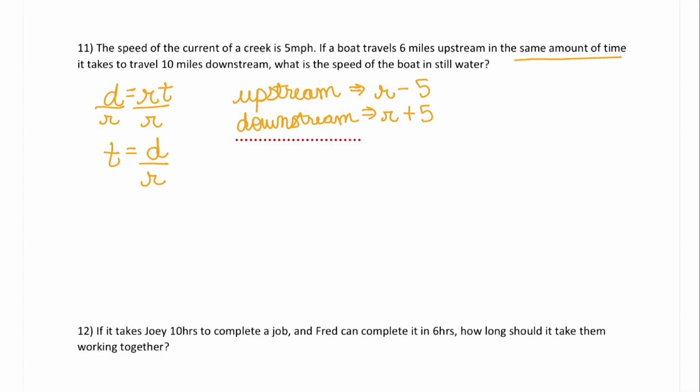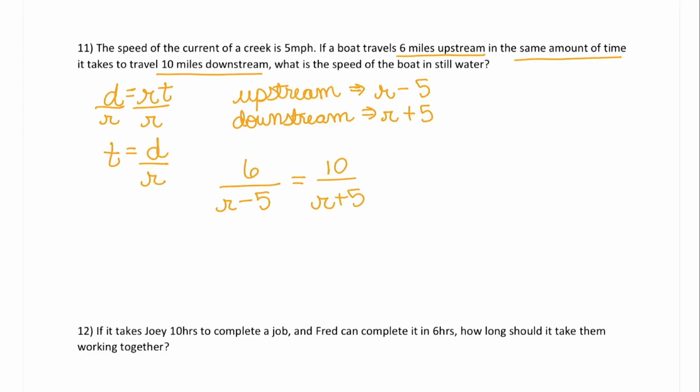Okay, so now that we have that, we know that the boat is traveling 6 miles upstream. So we're going to have the distance as 6, and the rate is going to be R minus 5. And since the time is the same, we can go ahead and set that equal to 10 miles downstream over R plus 5. The way to solve this is to cross multiply.